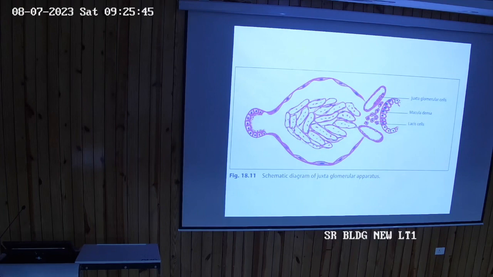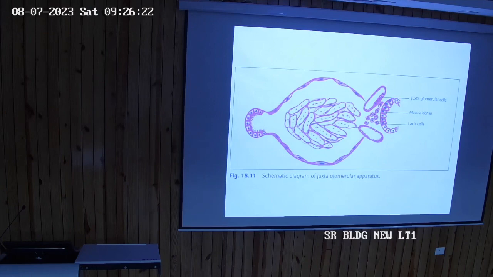The part of the distal convoluted tubule close to the afferent arteriole, the cells become columnar, and these columnar cells of the distal convoluted tubule are called the macula densa. So this is the macula densa. This macula densa will come again. It is sensitive to the sodium concentration in the blood. Macula densa is sensitive to sodium concentration. So is it clear what the macula densa is?